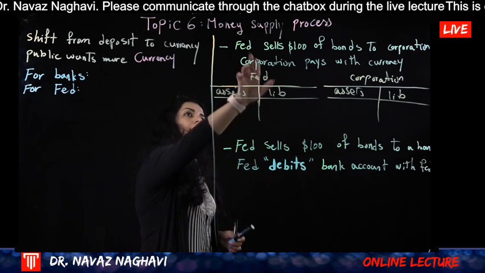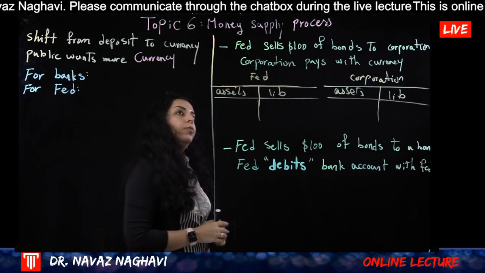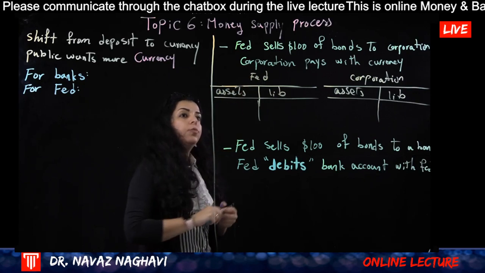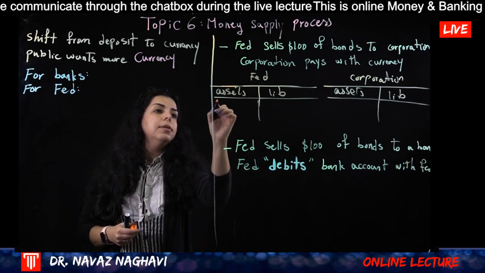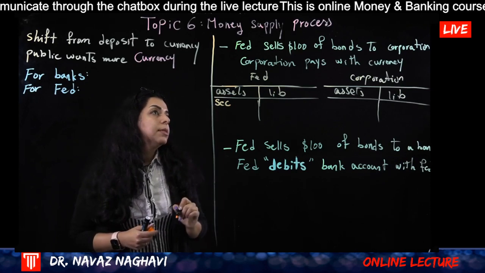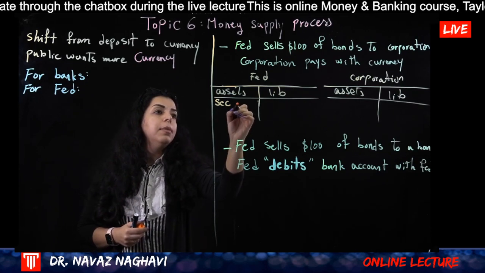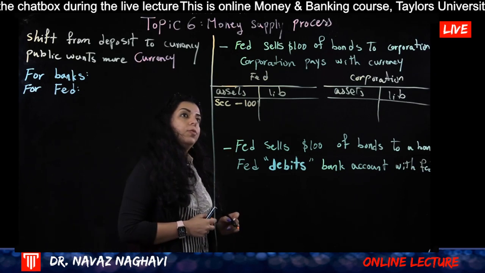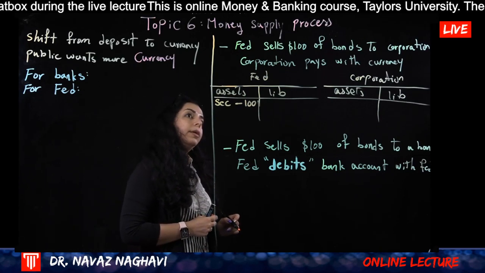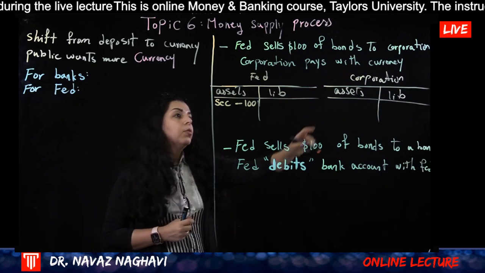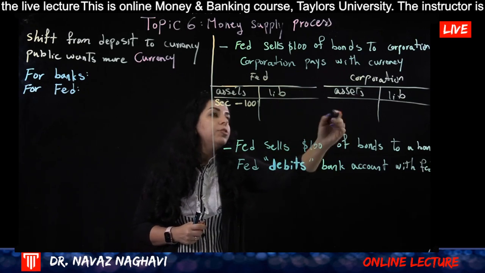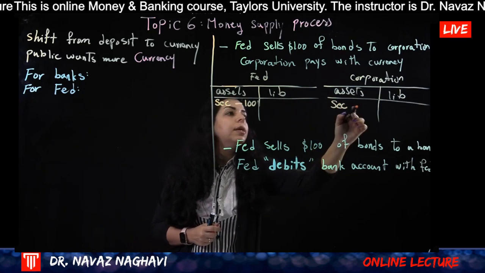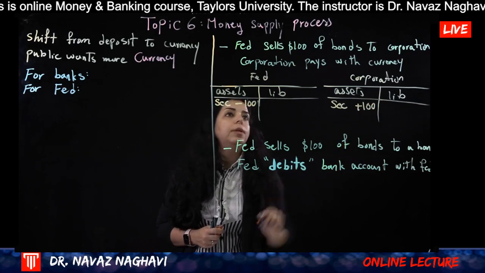It's saying that the Fed is selling 100 units of bonds. So it means that bonds are the security, which is the asset. Since the Fed is selling them, the amount of the security is decreasing by 100 units. Who is buying these securities? The corporation is buying. So the corporation is receiving this security, and the asset of the corporation is increasing by 100 units.